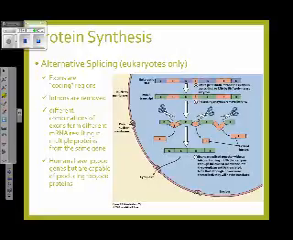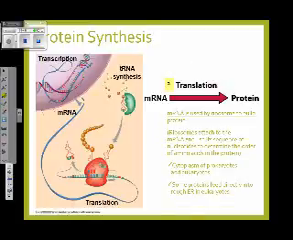Okay, and I believe that's usually done if there's junk DNA, because there's a lot of DNA in your body, not all of it is used. And the stuff that's not used is called junk DNA. So the junk DNA is cut out and you splice together what you need for the good DNA.